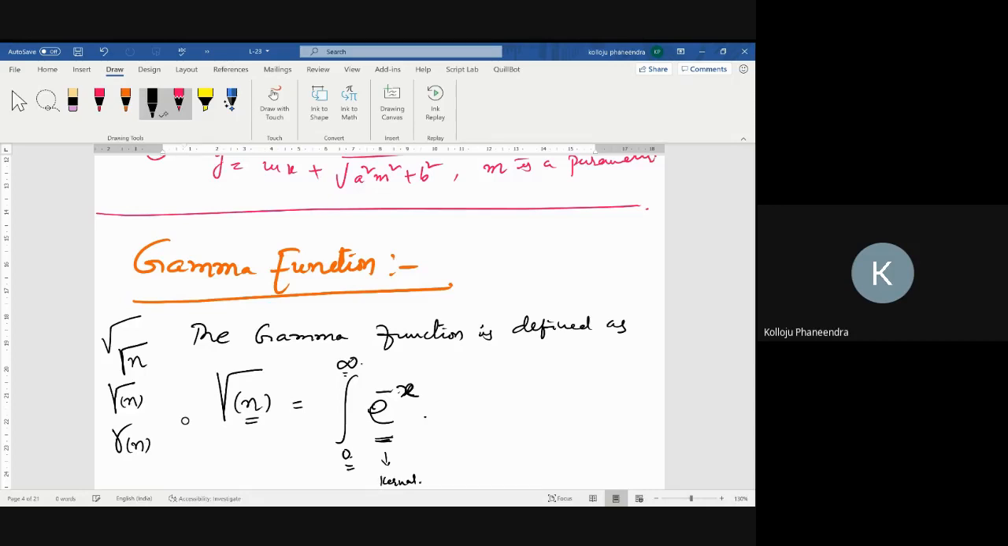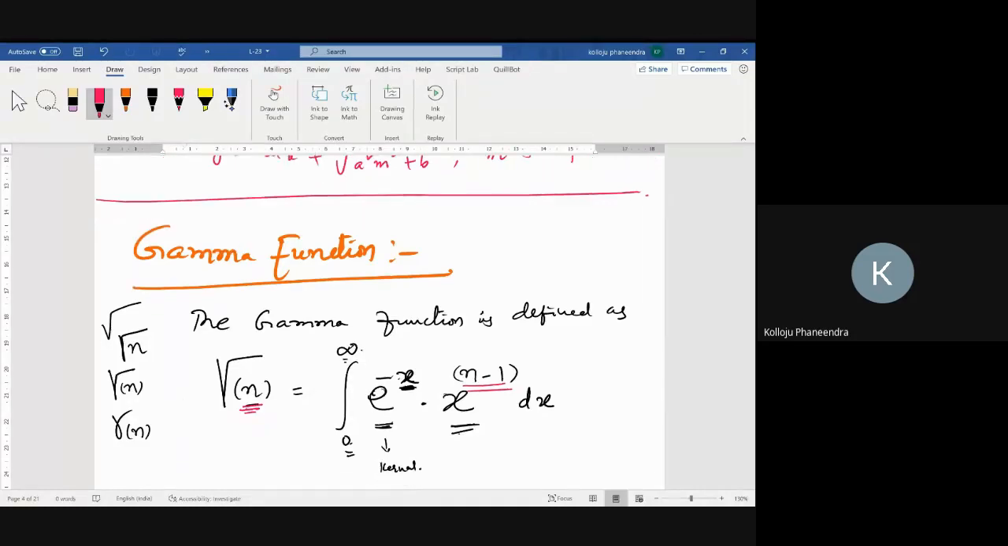e power minus x into x, power n minus 1, dx. What is the next term? The exponential, and whatever power of x is there must be here, and its power must be n minus 1. If it is n minus 1, then gamma is a function of n. This is the definition of the gamma function.